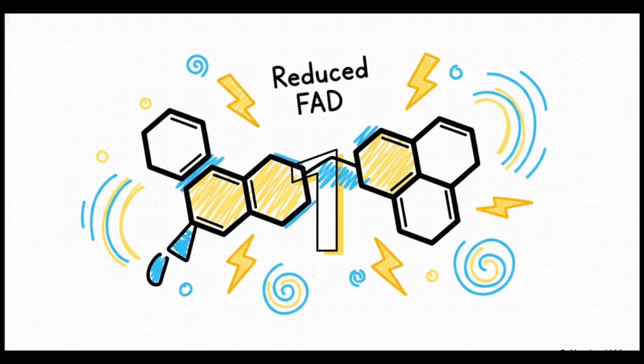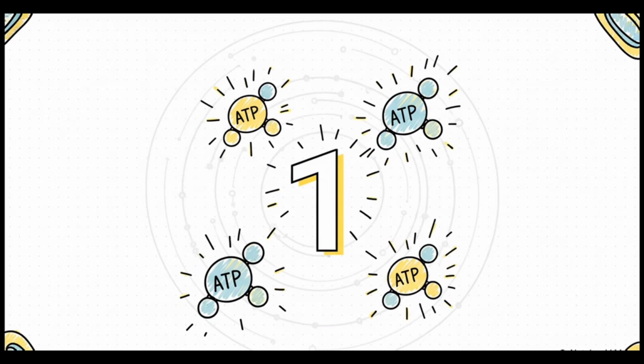We also get 1 molecule of reduced FAD. It's another type of energy carrier, a different model of power bank, but it's also packed with potential. And we get just 1 single molecule of ATP. This is a tiny amount of directly usable energy. And you know what? That fact is probably one of the most important things to understand about this whole process.